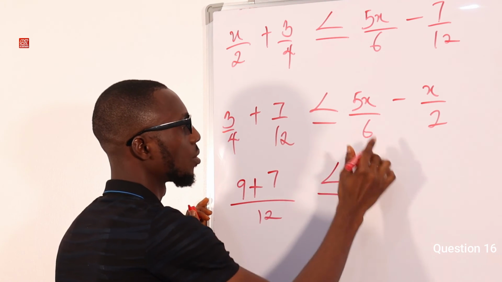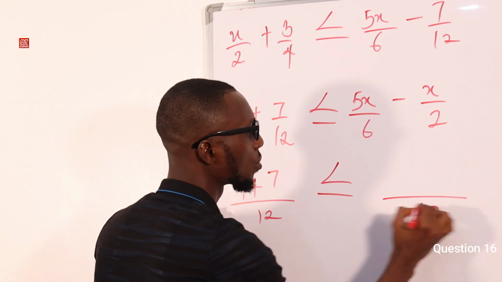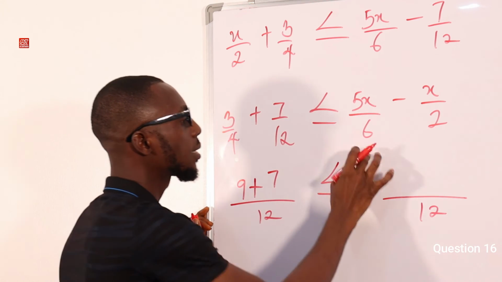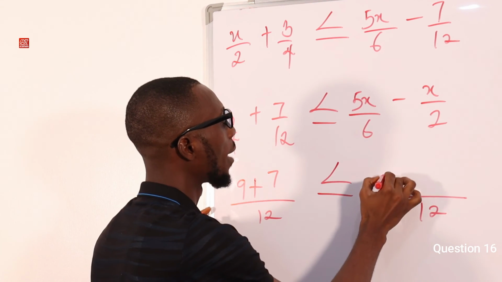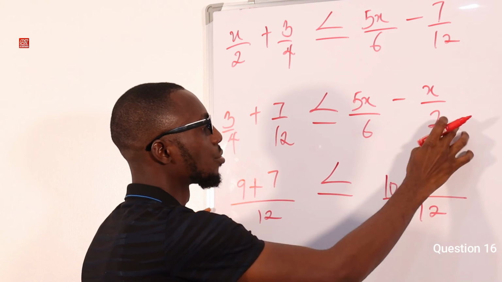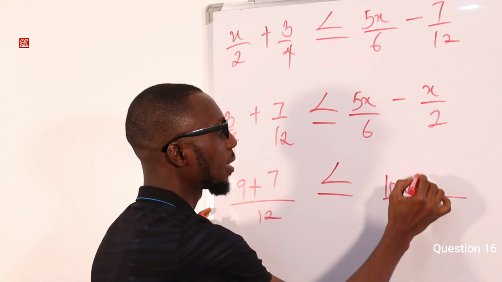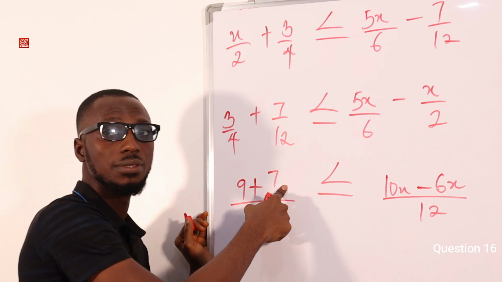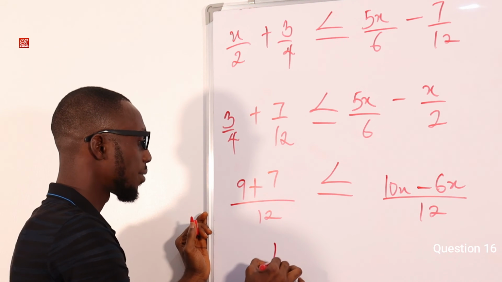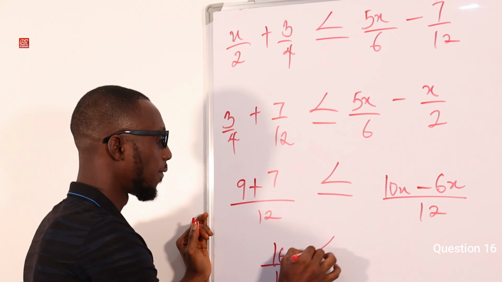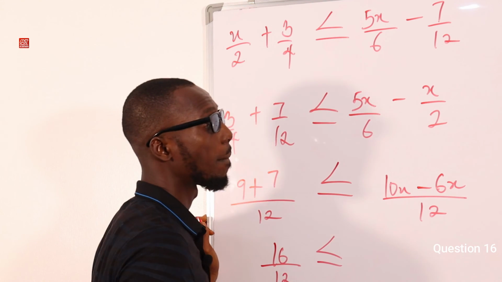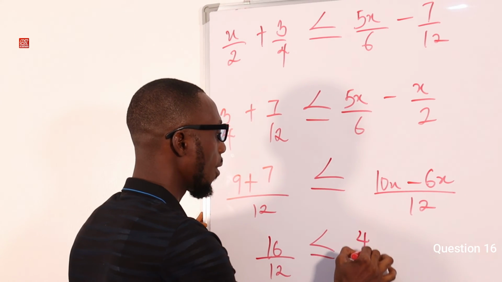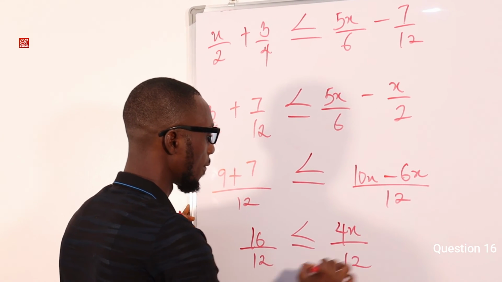All right, so we have the LCM here as well is 12. So 6 in 12, that is 2. 2 times 5, we have 10x. 2 in this is 6. 6 times x, we have minus 6x. So from here, 9 plus 7, that is 16. So I have 16 over 12, this. 10x minus 6x, that is 4x over 12.